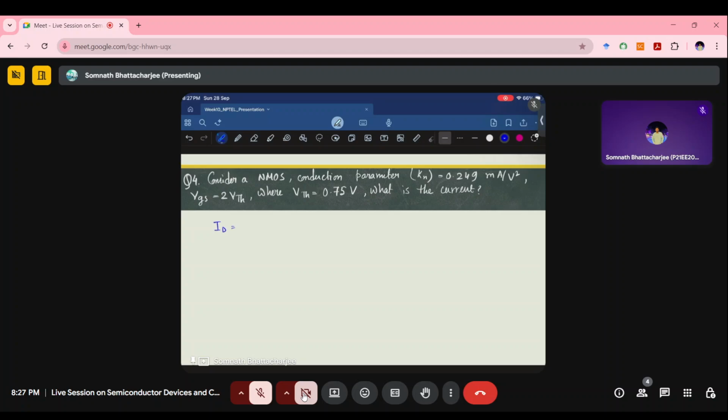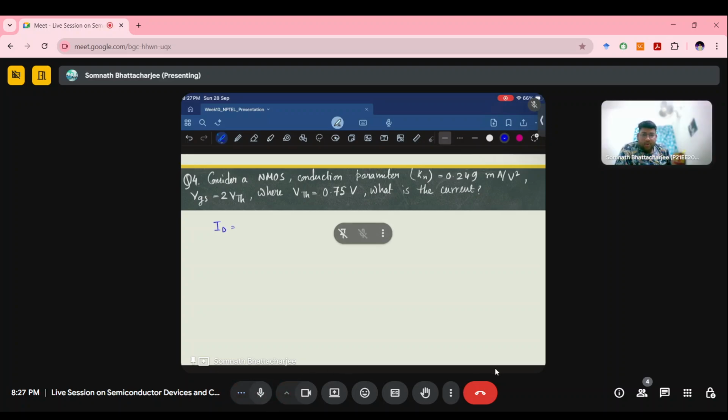Is the conduction parameter the complete value mu n Cox W by L, or does it include the half also? The conduction parameter definition is mu n Cox W by L, not the half. The other parameter will be half into Kn. Yes, okay.